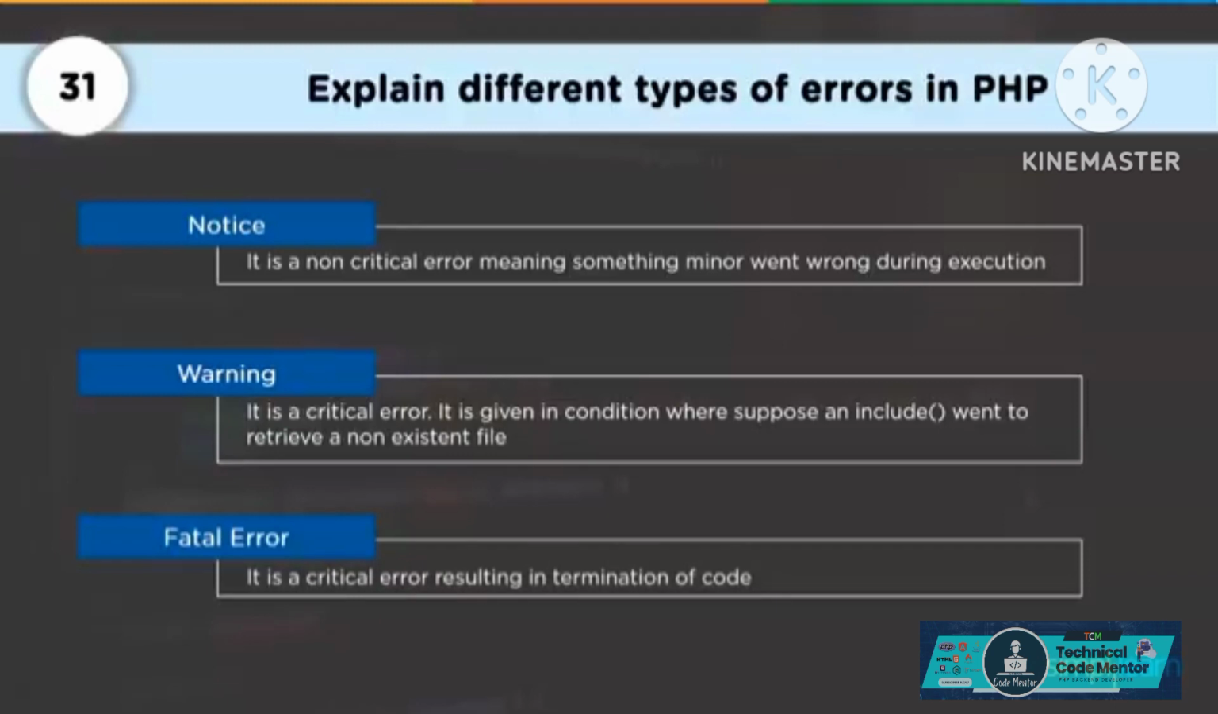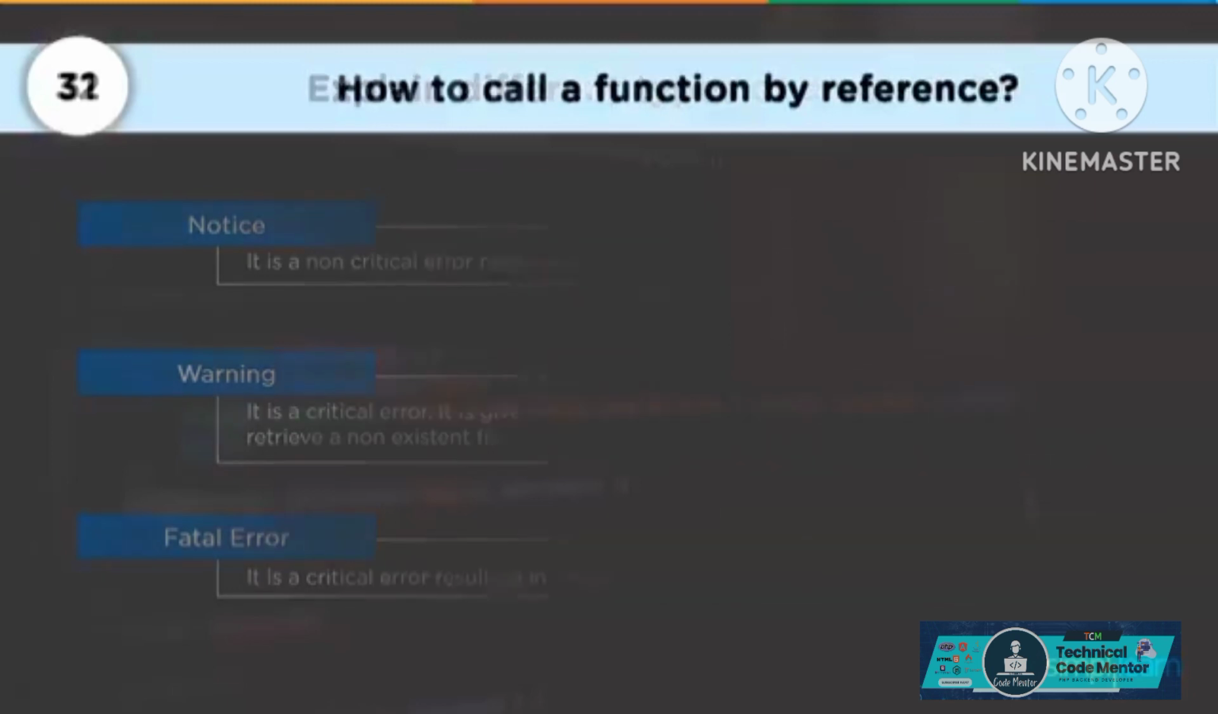So as we discussed in the try and catch part of the question, if an exception is thrown and we do not have a catch block for it, it will display a fatal error, which will result in termination of the code. Next question, how to call a function by reference.